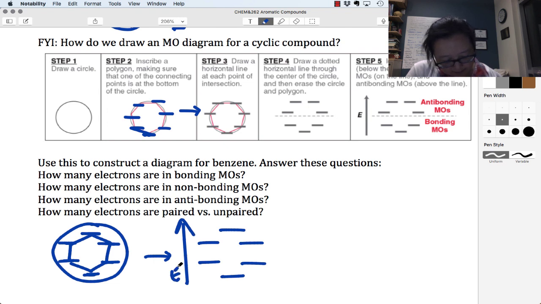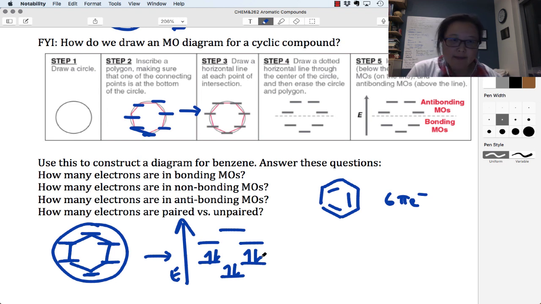So let's see here. I'm going to count for benzene how many pi electrons there are. So there's 6 pi electrons, 3 bonds. 1, 2, 3, 4, 5, 6. So 6. How many are in non-bonding molecular orbitals? Well, if I draw a line through the whole thing, I don't see any orbitals with that energy. So technically there are no non-bonding MOs. There aren't any orbitals here, so I put a 0 here.